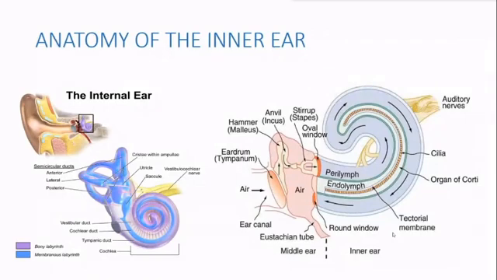So this is how the anatomy of the inner ear looks. It consists of the cochlea and the labyrinth, and within the cochlea there is the movement of the perilymph and endolymph. This movement of the fluid, and the different content of endolymph and perilymph, converts mechanical to electrical energy.